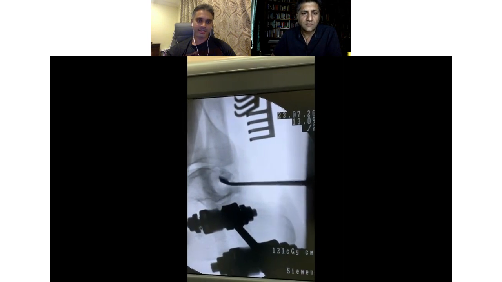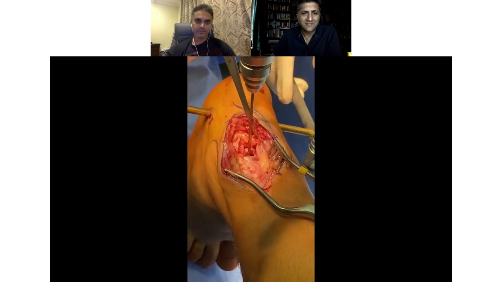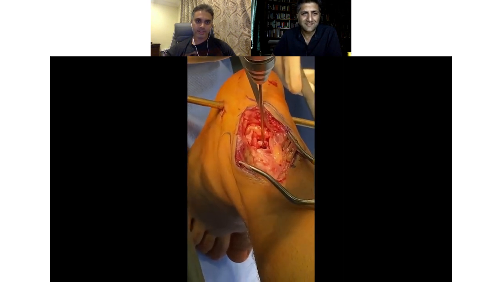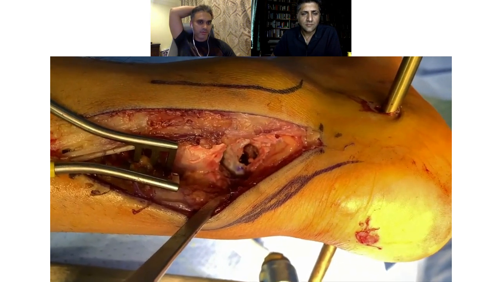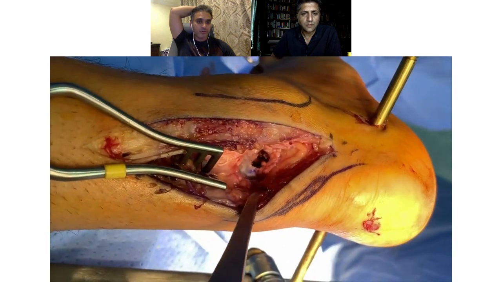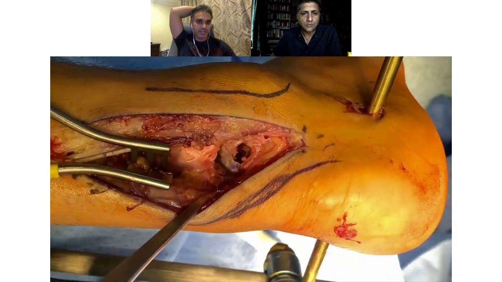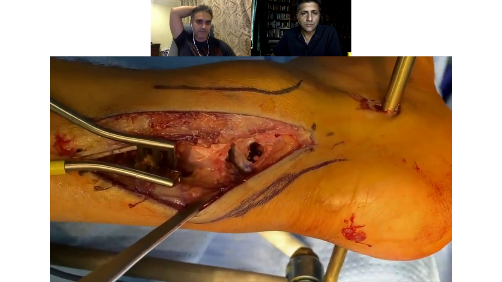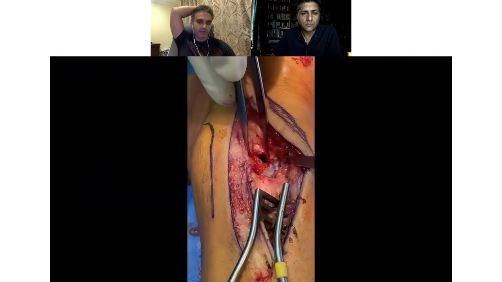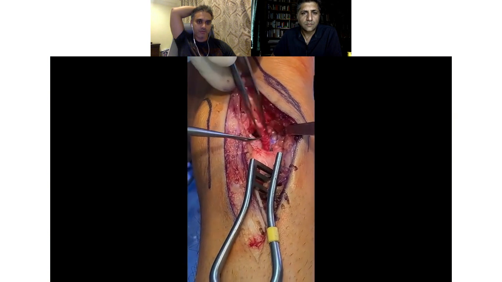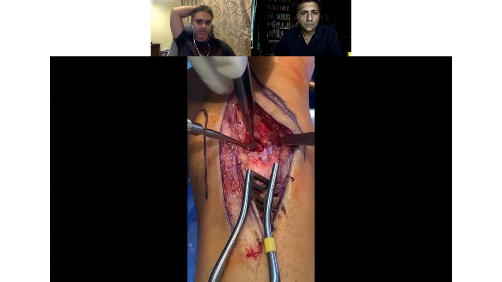Fantastic. Irradiating my hand. And then we drilled with multiple drill holes, and pretty much the same thing. We could essentially look all the way up to the neck of the talus. So it was a large cyst. And once we'd done that, we packed it with plenty of iliac crest bone graft with stem cells, which we had harvested earlier.